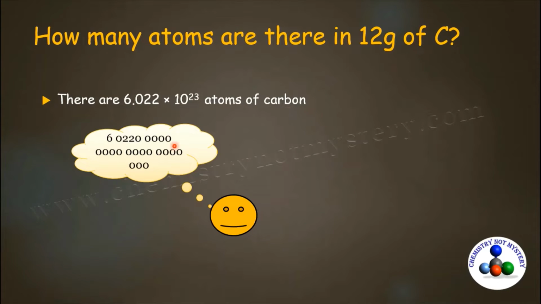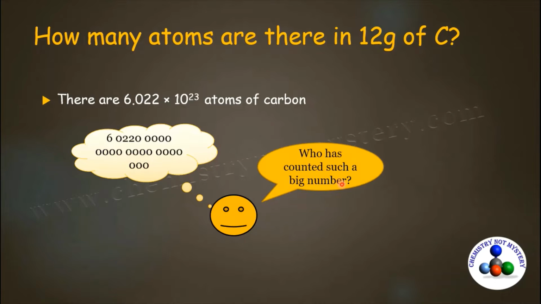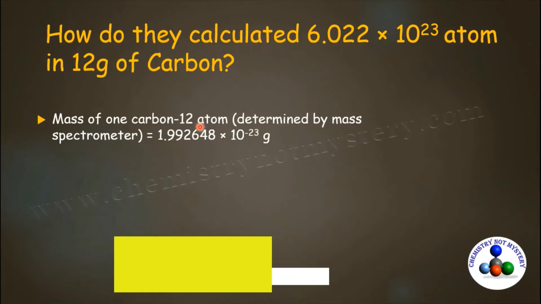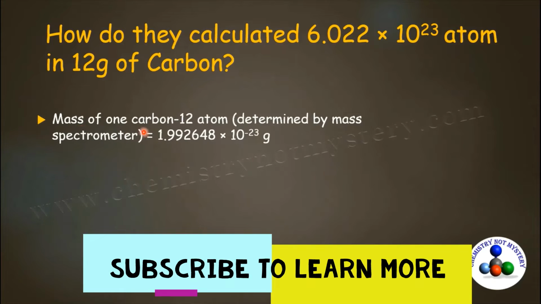It is such a big number. Who has counted such a big number? And how do they calculate that 6.022 × 10^23 atoms are there in 12 grams of carbon? For that calculation, they have calculated the mass of one atom of carbon-12 isotope, and it is determined by mass spectrometer. And it is found to be 1.992648 × 10^-23 grams.